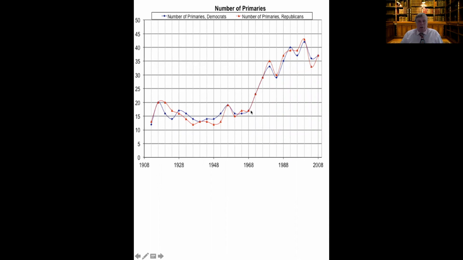But then in 1972, the number of primaries increases sharply, and it continues increasing sharply from there on out, so that by the latter part of the 20th century, we see a quite high number of primaries conducted in each of the states. Our graph only goes through 2008, but we're going to look later on at how states conduct their elections. So let's move on from that.